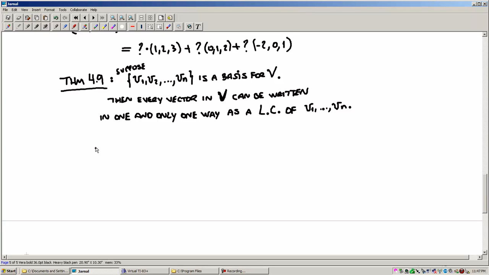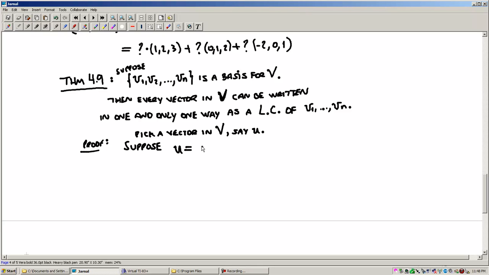Well, suppose there are two representations here. Pick a vector in V, let's say U. So suppose U has two representations. We know that U has one representation because if this is a basis for V, any vector in V can be written as a linear combination of those, right? Because those vectors span the whole space.